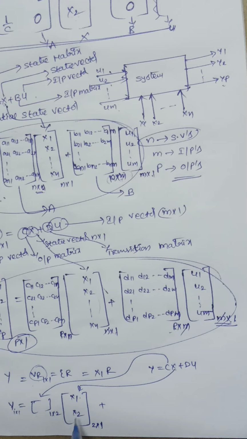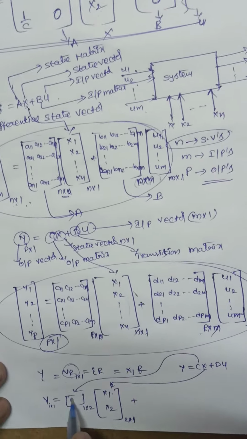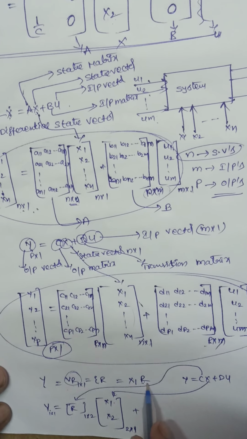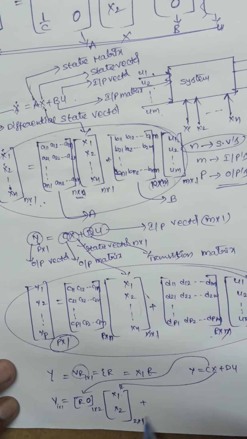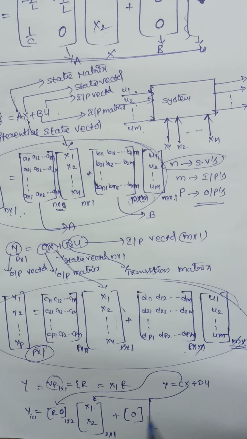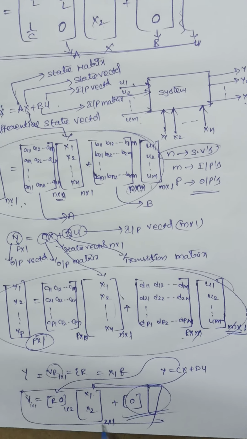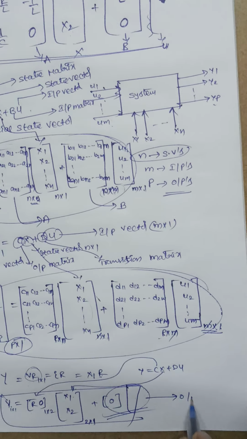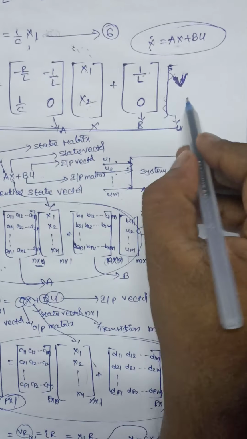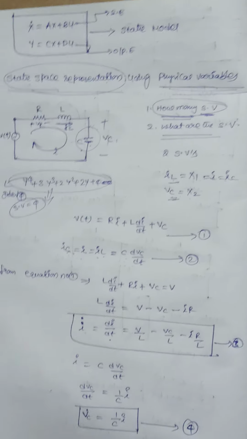So 1 by 2 means y is equal to r, the x1 coefficient is r here, and there will not be any x2 here, so it is 0, and the D matrix is 0, and you cannot represent this U matrix. Why? Because 0 into something is 0. So this is the output equation, and this is the state equation. This is how we can represent the state model using the physical variables.